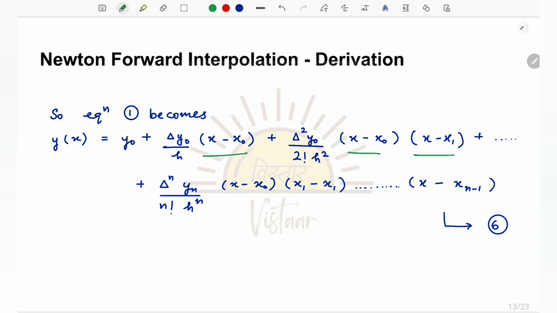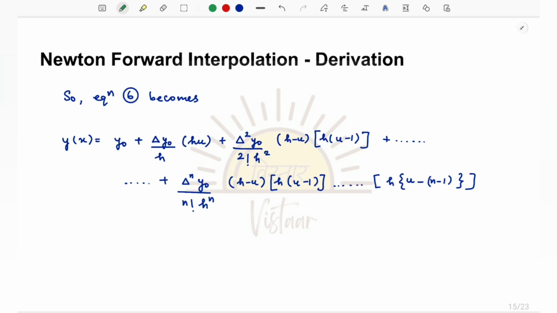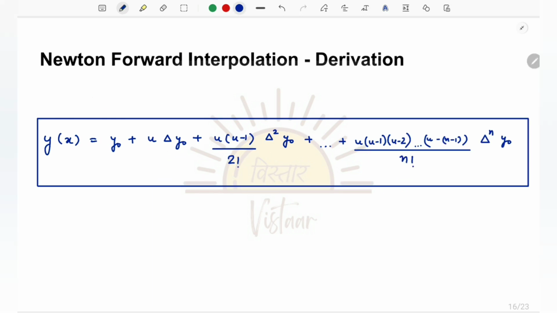We can rewrite our equation 6 as yx is equal to y naught plus delta y naught by h times h u, plus delta square y naught by 2 factorial h square, h u into h (u minus 1), and so on. And this is finally known as the Newton forward interpolation formula.